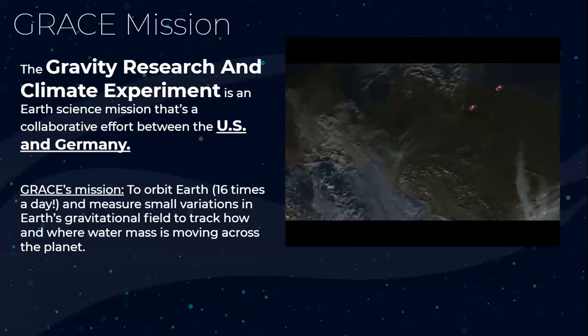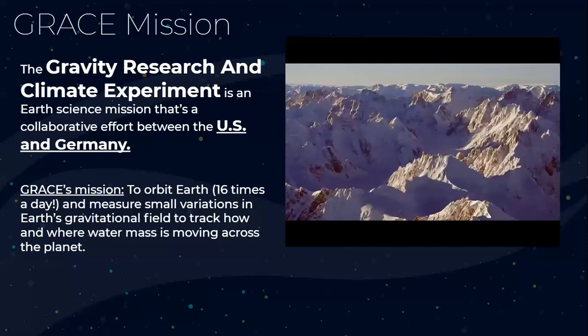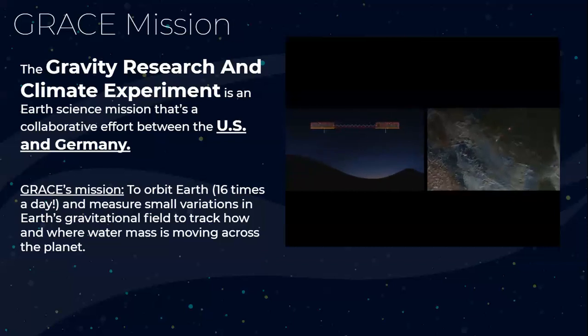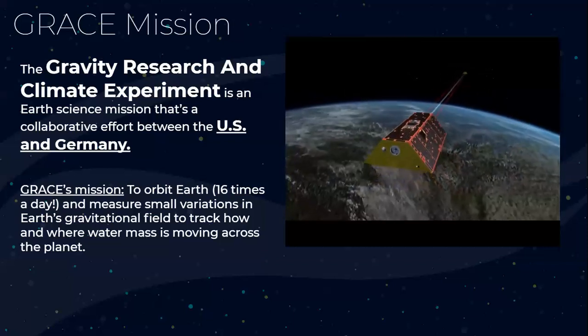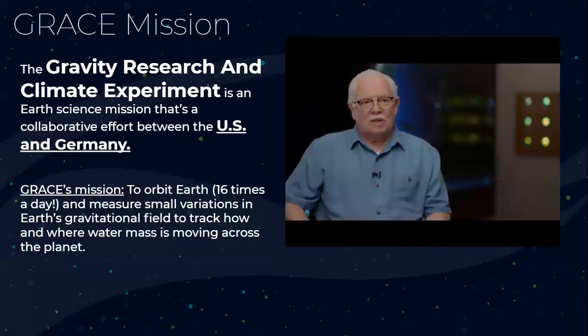One follows the other, and between them they accurately track the distance between the two satellites. As they fly over changes in mass on the Earth, they move back and forth. And we track those little changes very accurately. We do that with global positioning system satellite information and with star cameras that are on board the two spacecraft.